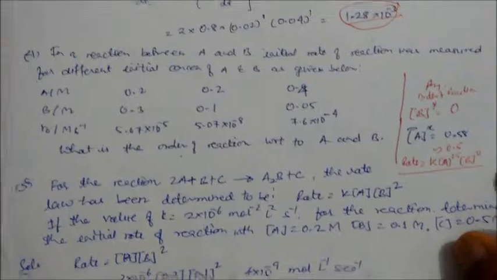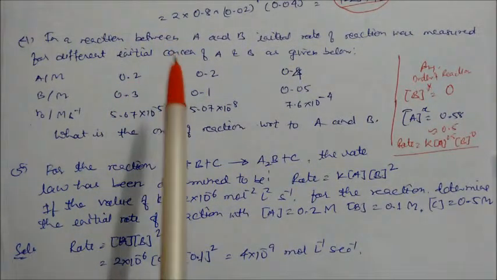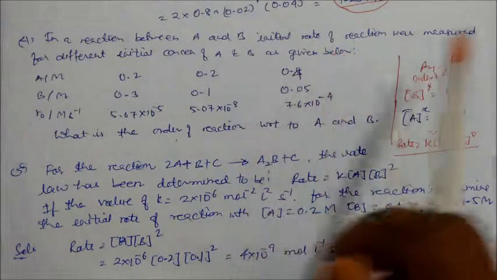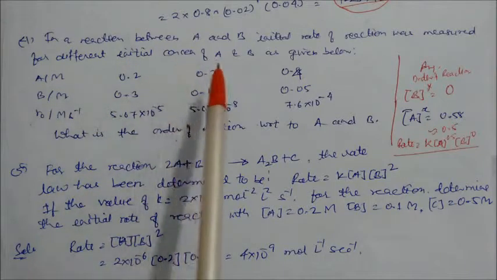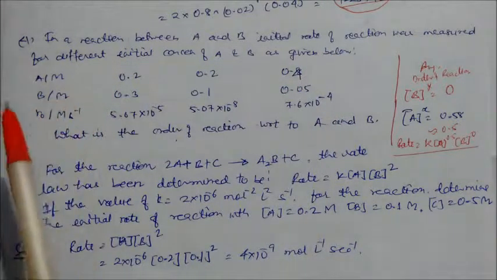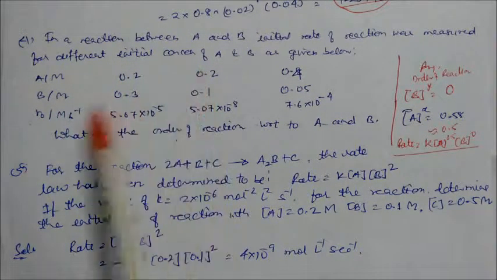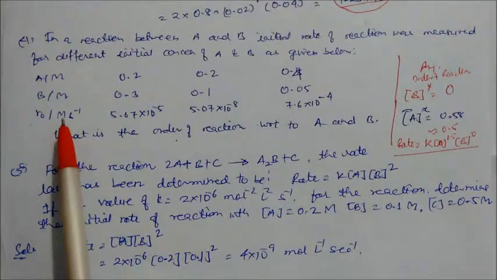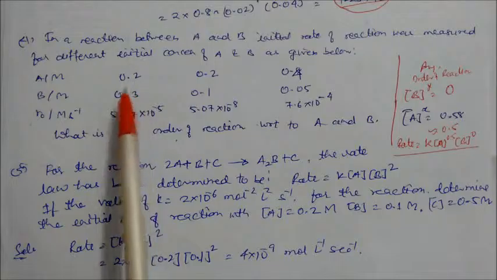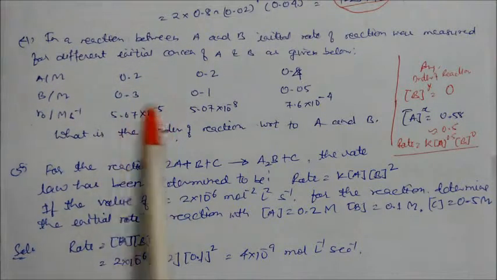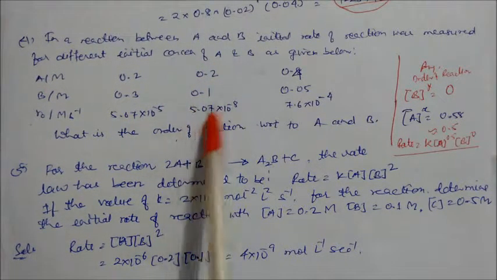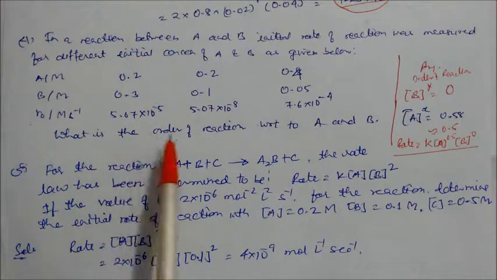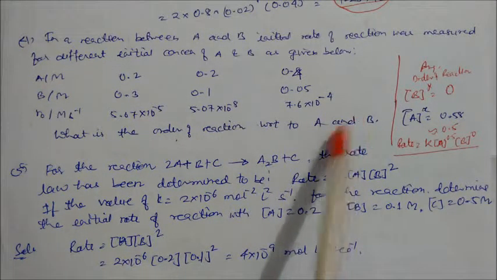So let us see the next question. In the reaction between A and B, the initial rate of reaction was measured for different initial concentrations of A and B, as given below. This is the concentration of A, this is the concentration of B, and this is the rate of reaction. For this one A, B, this is the rate; for this one this is the rate; for this one this is the rate. So what is the order of the reaction with respect to A and B?